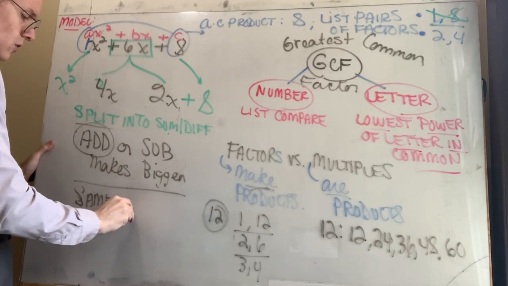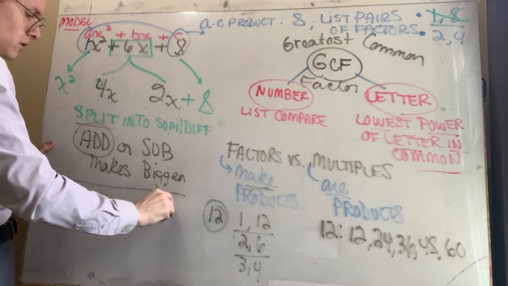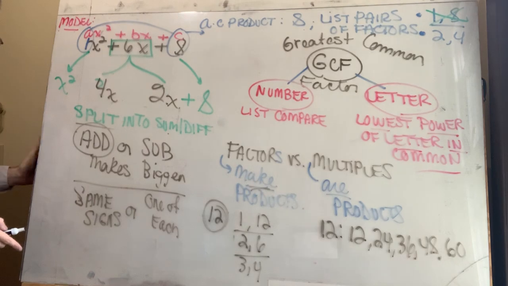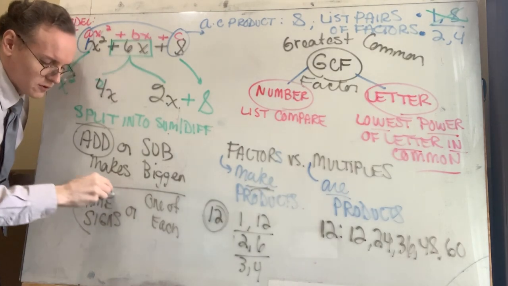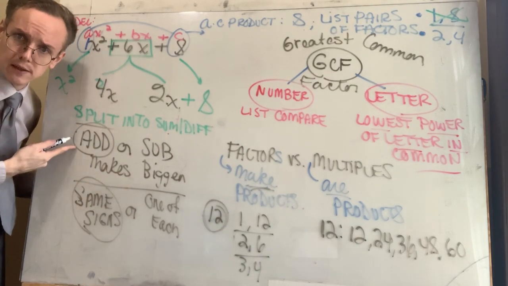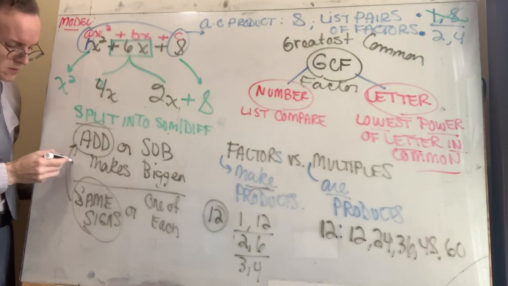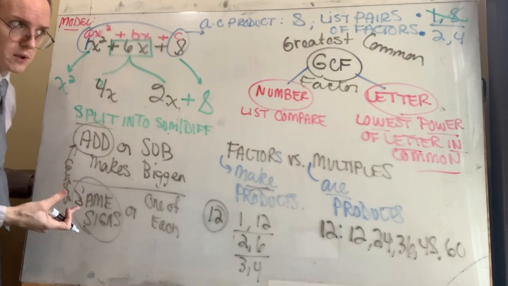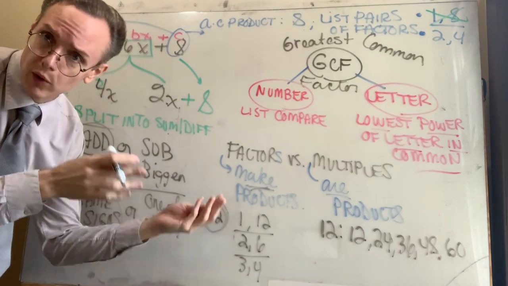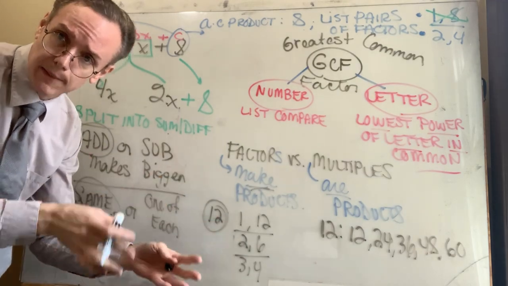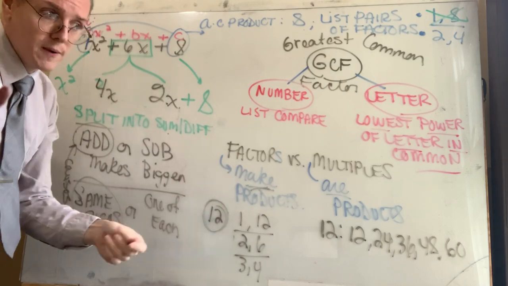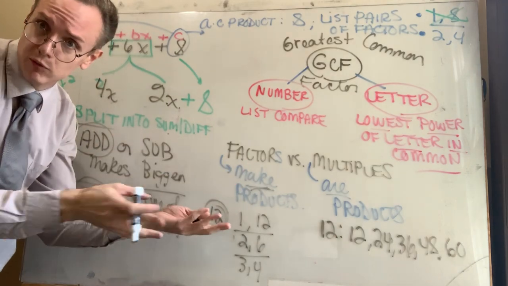Same signs or one of each? Same signs cause adding. I know that's not too elegant to say it that way, but it's true, right? Whether they're both negative or they're both positive, if they're the same, they cause things to get bigger. They cause adding, basically. So a negative and a negative is a bigger negative when you add them, right?